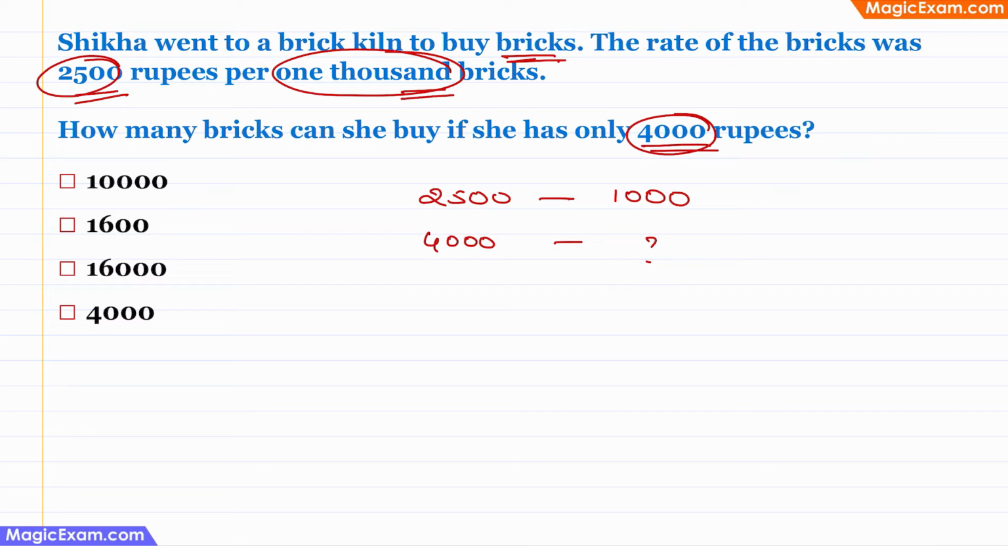So this is a simple cross multiplication problem. Multiply it like this. So it will be 4000 into 1000 divided by 2500.